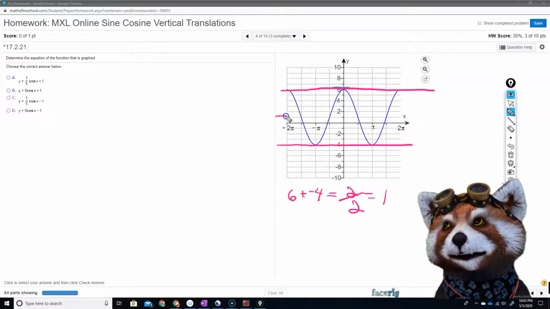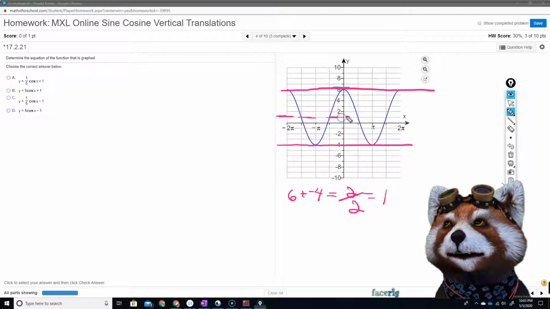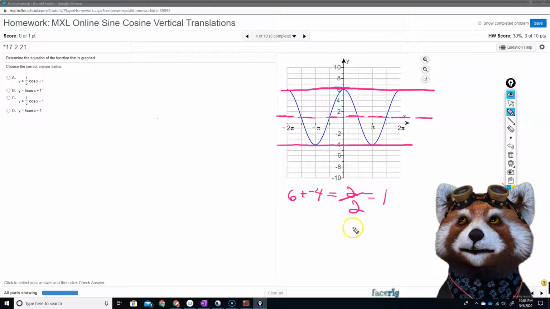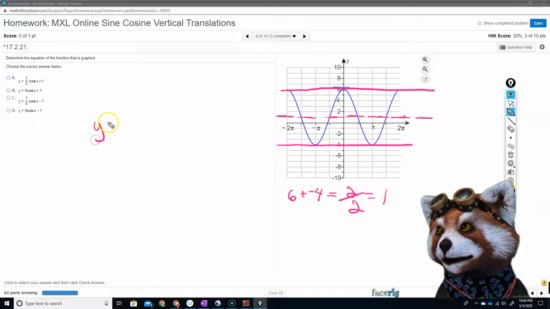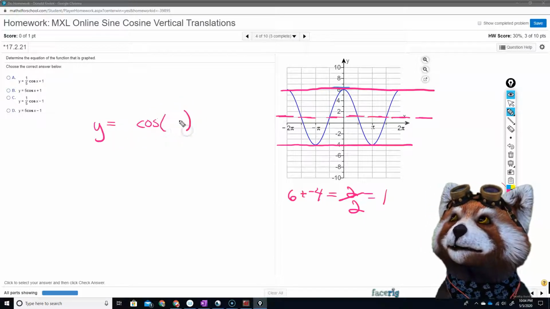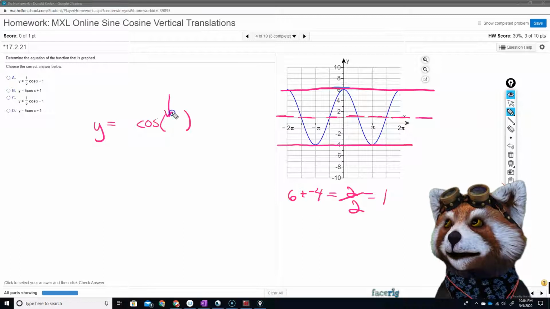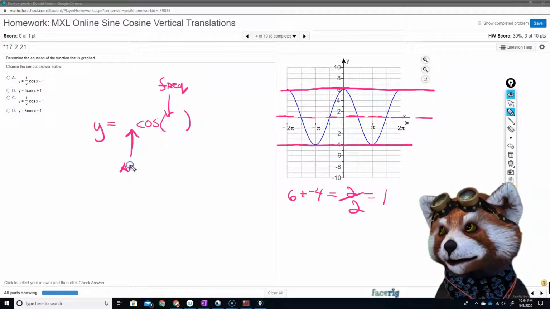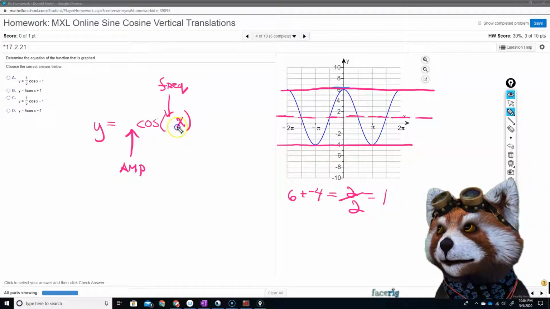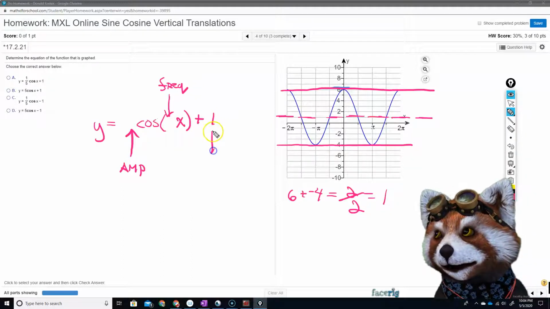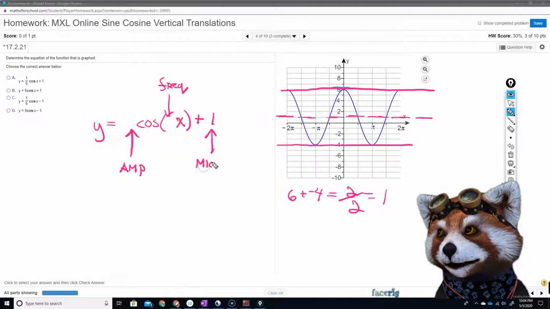So my midline here is going to be at 1. So for my equation, that's where we put our frequency. This is where we put our amplitude. And then this is where the midline is. So our new midline is at y.